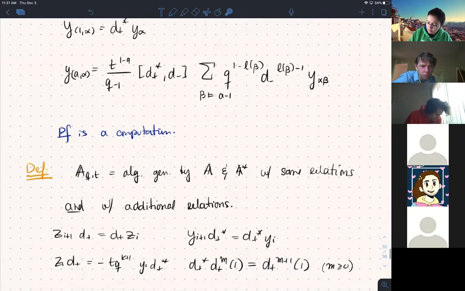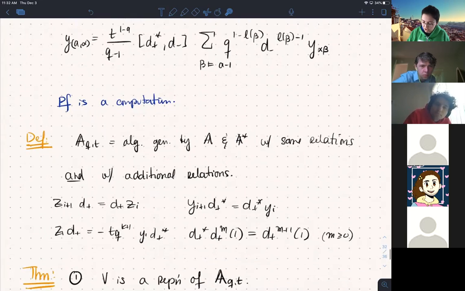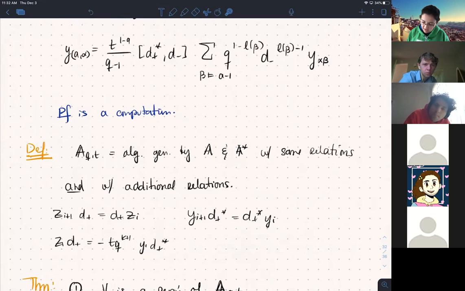Essentially, this algebra AQT is just a way of encoding, of grouping the algebra A and the algebra A star into one coherent unit, one structure. Literally, you take A and A star, you dump them in the same bag, you put them together, same generators, same relations, but then you quotient by additional relations. You impose the additional conditions that these three relations have to hold.